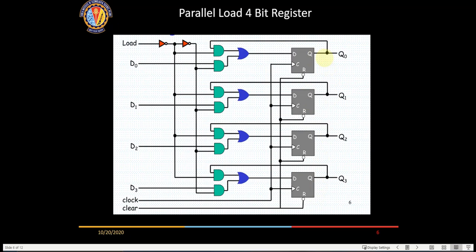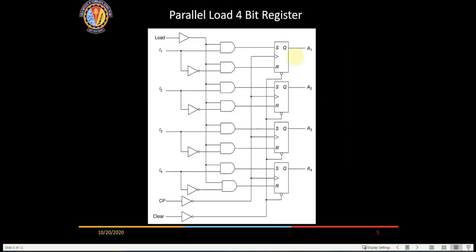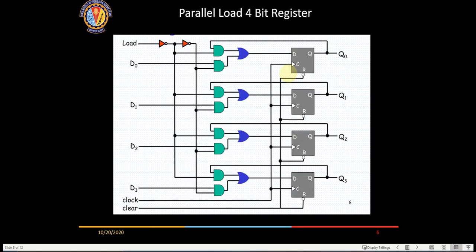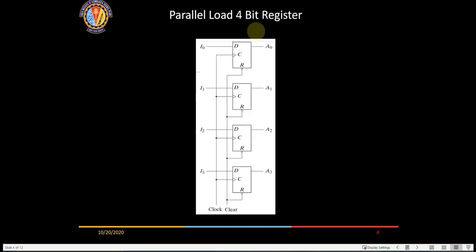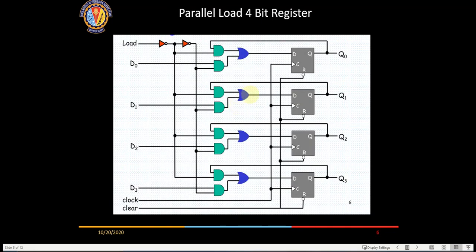Sir, is this the rectified version of the initial register implemented using D flip-flops? No, the last circuit was using SR flip-flops. This is using the D flip-flop. One before this was with the D flip-flop, right? So this is now the modified one. Yeah, correct. So this is the modified circuit.